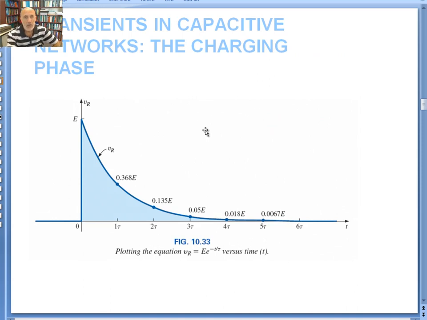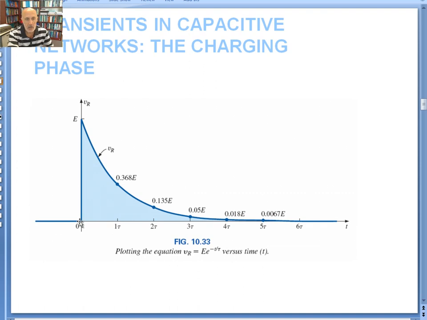So the current initially will be a maximum, and then it will go down with this equation for the current. But the voltage across the resistor would be equal to whatever the current is multiplied by R. So it has the same format, the same exponential function. But the voltage across the capacitor would be 0 initially, while the voltage across the resistor could change instantly.